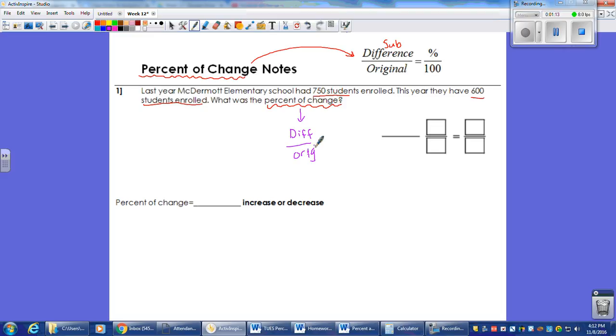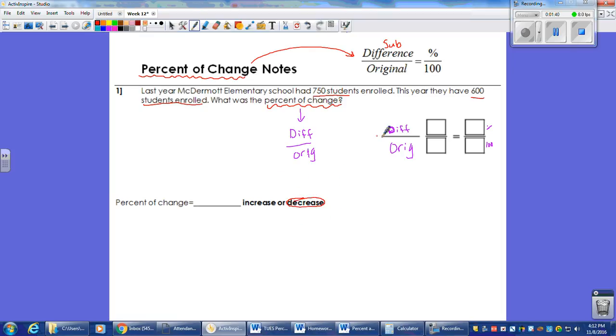So when I look over here, I'm going to do exactly like we did previously, except I'm going to use difference over original, and this is a D. And this is going to be the percent and 100. So before I get started, I say 750 students, and now there's 600. That number went down, so my percent is going to be a decrease.